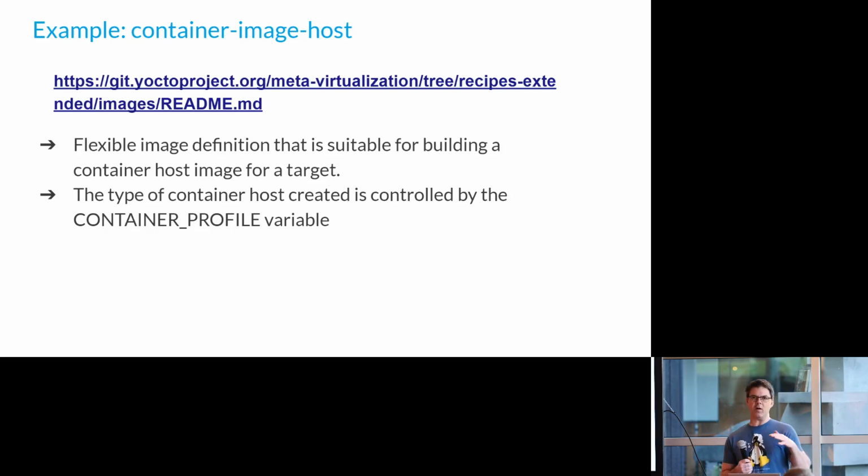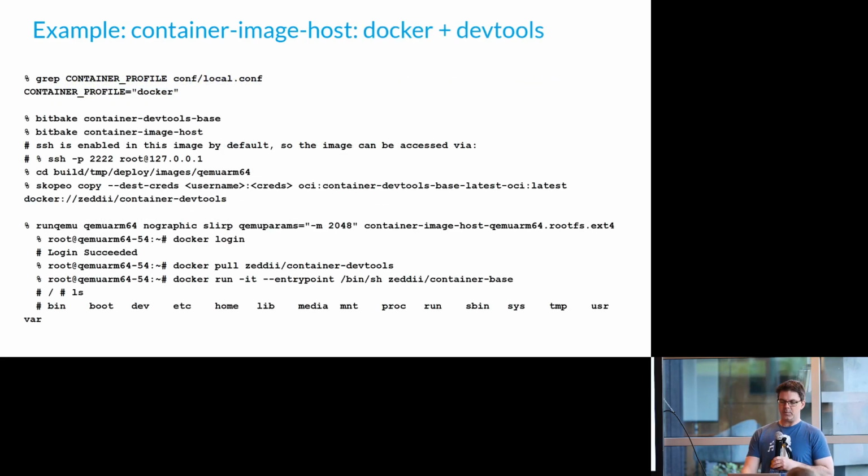I factored out all of the different bits of meta-virtualization, the networking you want, the container runtime, the runtime binary, into virtual providers, if you will. And then you can just set a container profile in your local.conf for your distro, and then it selects all the right ones of those, and then your image gets built from a single image definition, which was painful. So here's an example, one for Docker plus a DevTools container.